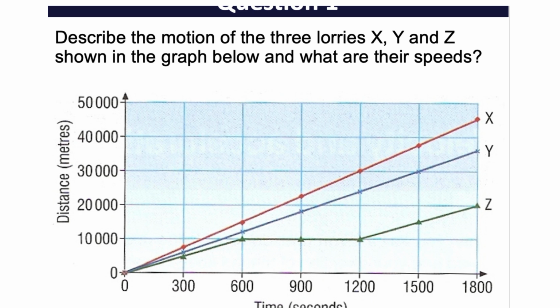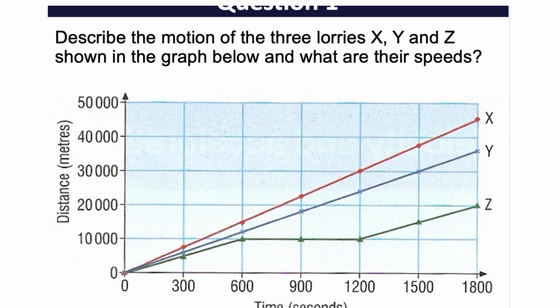Lorry X, red line, description of motion. Lorry X travels at a constant speed throughout the entire 1800-second journey. This is shown by the straight line with a constant positive gradient, starting from the origin. Speed calculation. To find the speed, we take the total distance and divide it by the total time. Distance equals 45,000 meters. Time equals 1,800 seconds. Speed equals 25 meters per second.